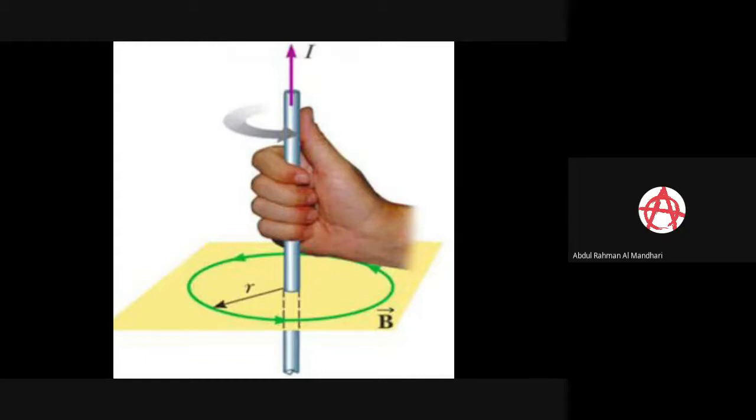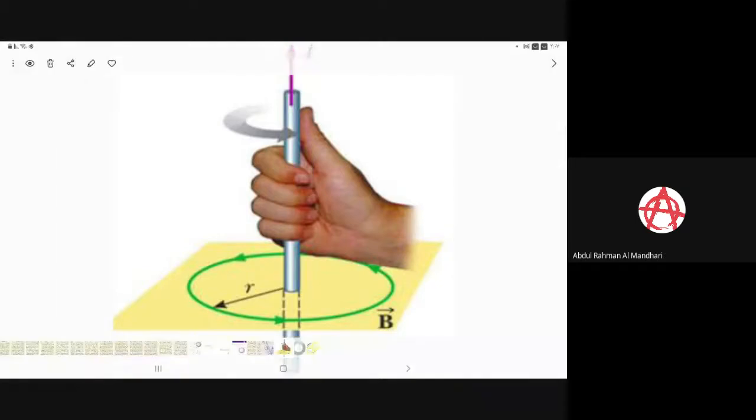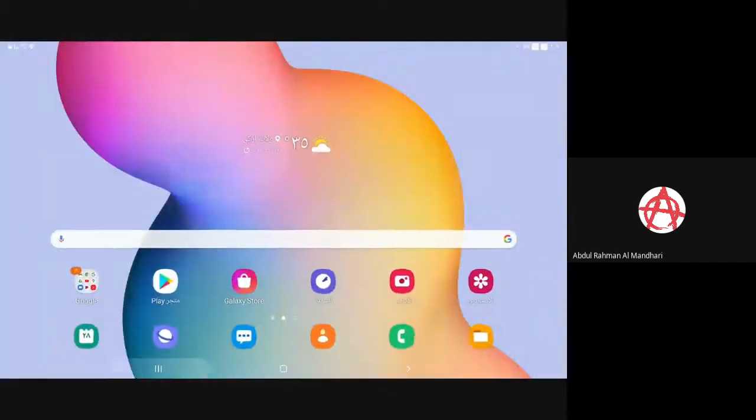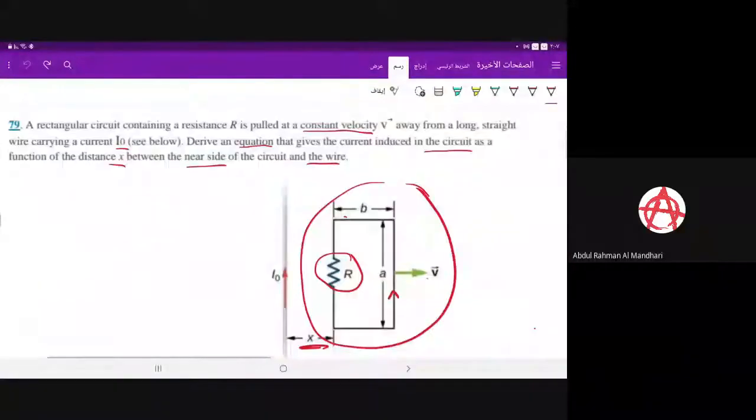But as we go far away from the wire, the magnetic field will become weaker, and we know this is from Biot's law. This is very obvious for us. So the magnetic field here is very weak, let's call it B2. And B1 here is very strong. You know that.